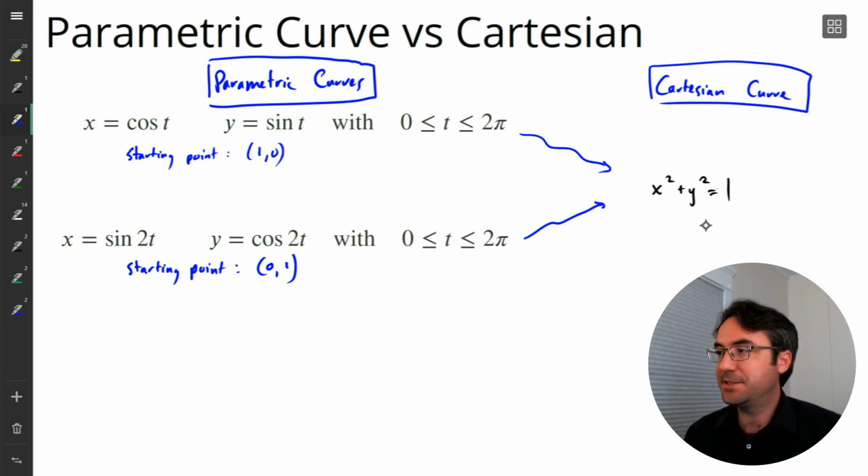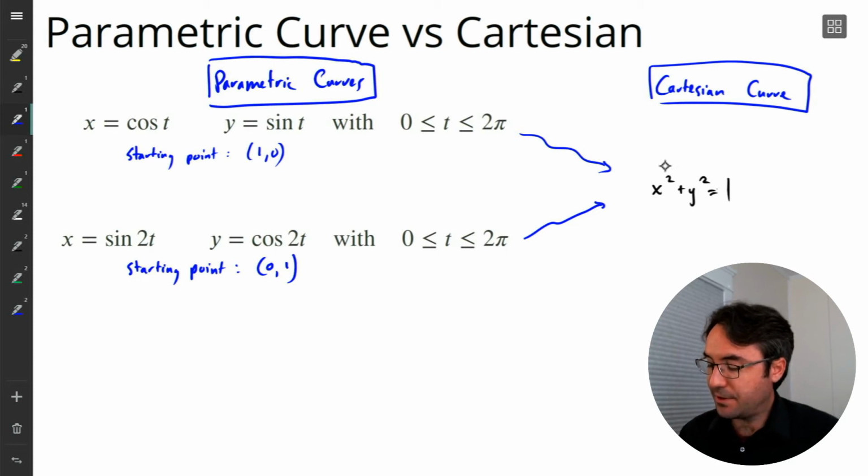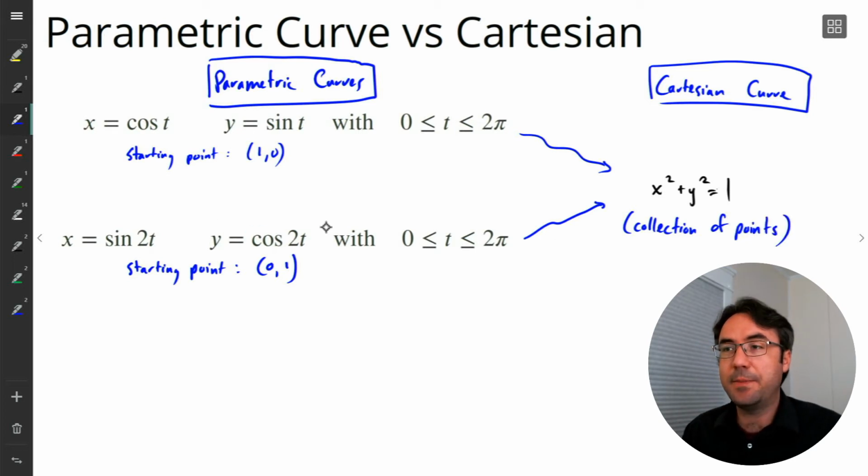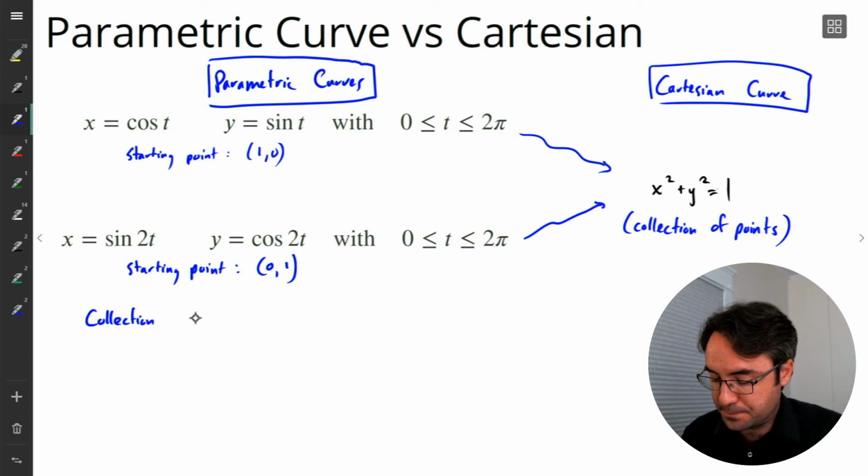So we really want to think of our Cartesian curve as just describing a collection of points. And then our parametric curves really give us a lot more information. So they still describe the collection of points, but with extra information.